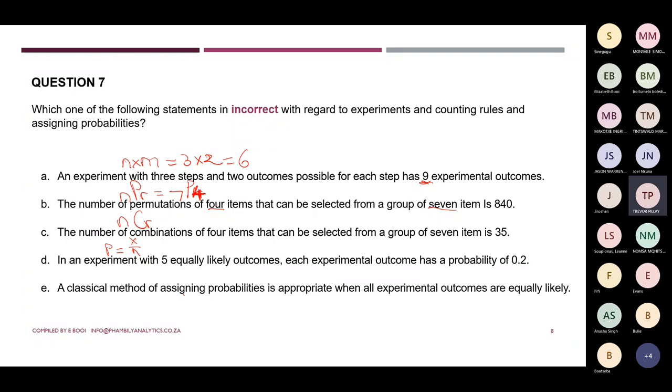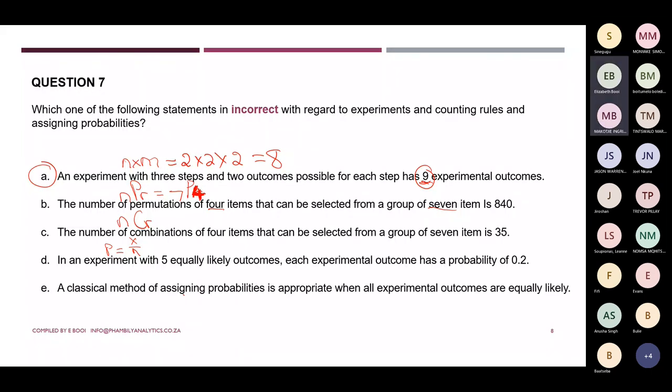For option A, wouldn't it be, because it says 3 steps with 2 outcomes, so you write step 1, step 2, step 3, and then the outcomes will be 2, 2, 2, where you'll multiply 2 by 2 by 2, which will give you 8. No, it's 3 steps and 2 outcomes for each step. Ah, yes, for each step. Oh, yes, you are right. So it will be 2 times 2 times 2, which is 2 times 2 is 4, 4 times 2 is 8, which still makes it the incorrect option. Yes, you are right.